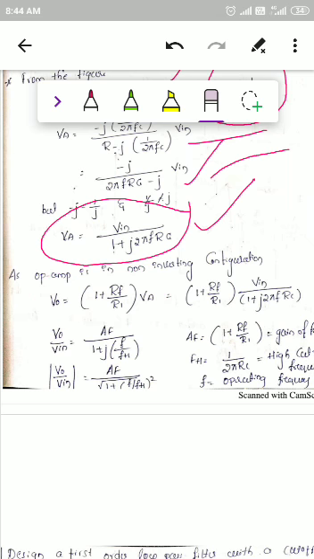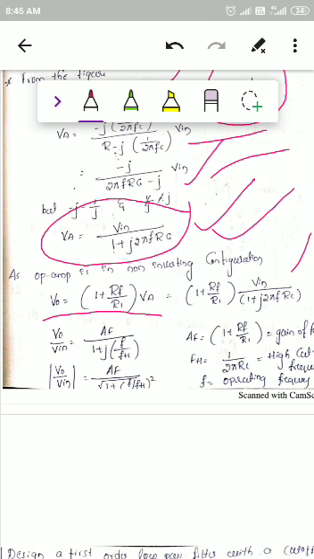So here VA is nothing but the input voltage which we applied to the non-inverting terminal of the operational amplifier, and this VA we have calculated here. Substitute this VA in this equation, and you will come to this equation. This is the output voltage equation of the operational amplifier, that is, the low pass filter.